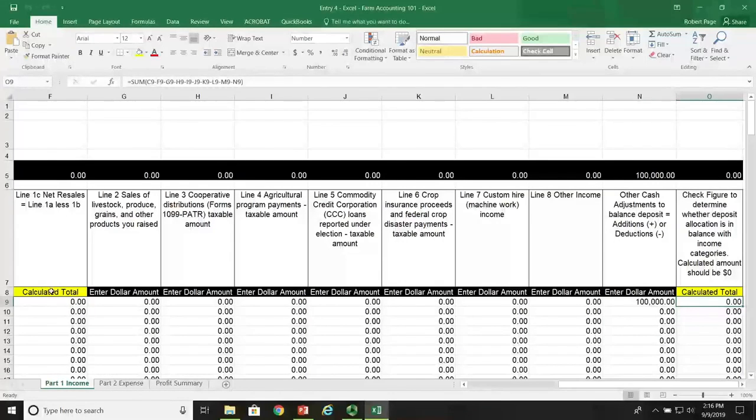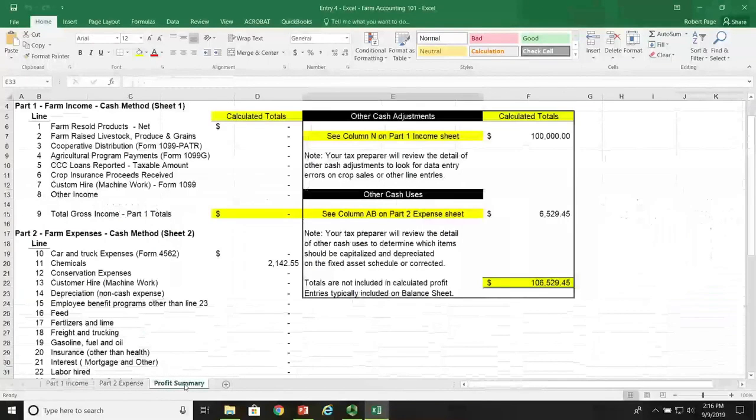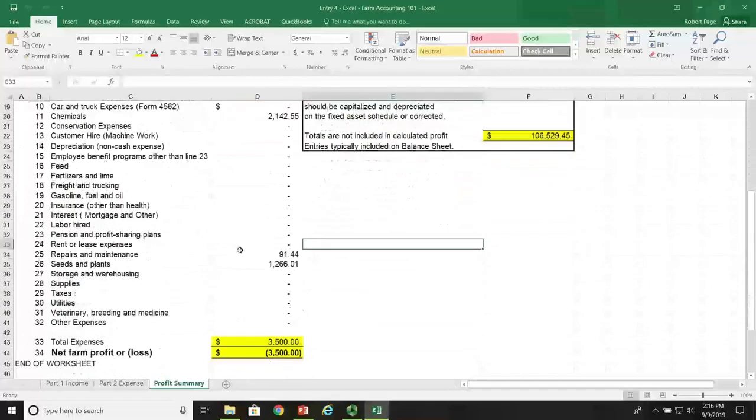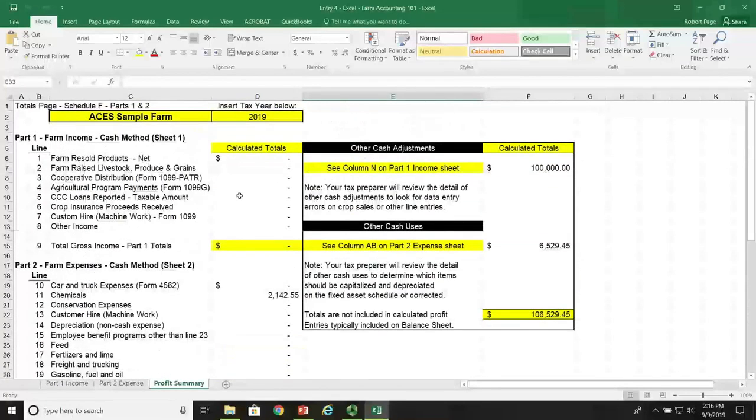Now, in this situation, we've normally looked at Sheet 1. Now let's briefly look at the profit summary in Sheet 3. Here in Sheet 3, you can see that the $100,000 is shown as Other Cash Adjustments. It is not shown over here in our Profit and Loss report because it is not a profit and loss item. Now let's switch back to the PowerPoint presentation.